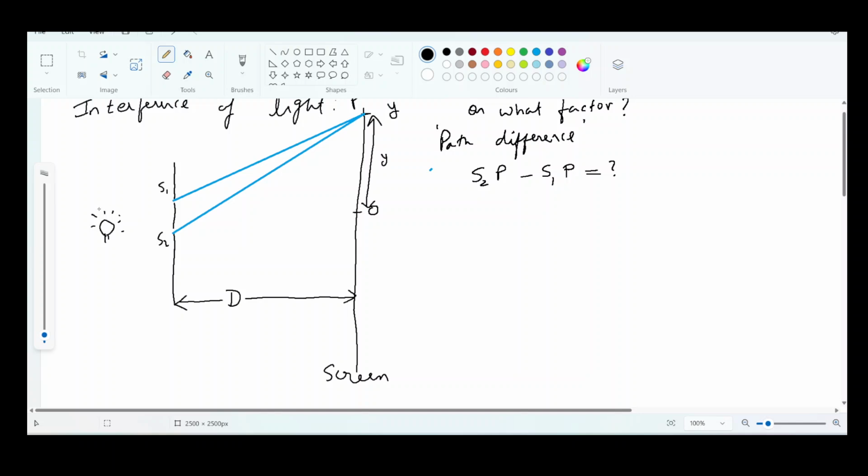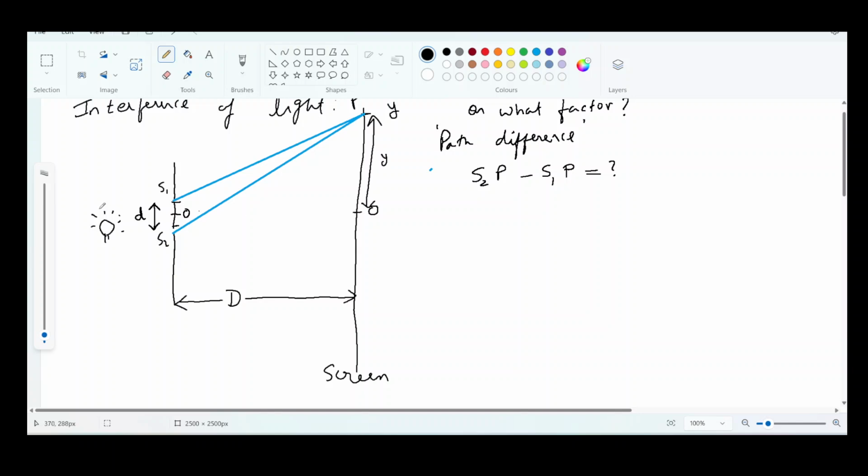Okay, so for that purpose, I'm going to call this distance between the two slits d, small letter d. Okay, d is the distance between the two slits. So this O will be d by 2. This will be d by 2. Okay, this will be d by 2 and this will be d by 2.